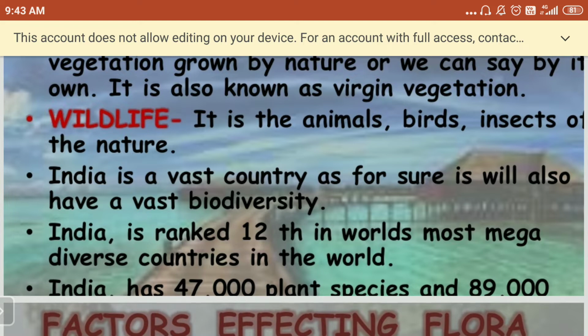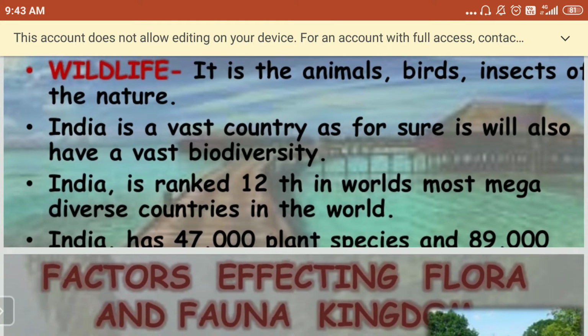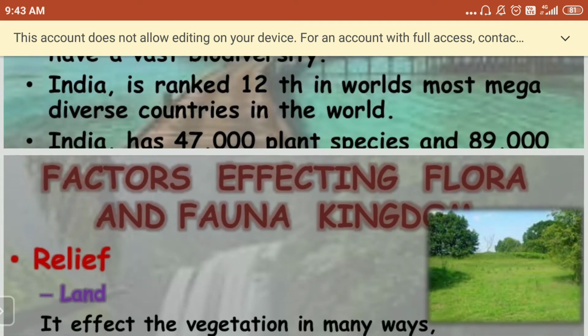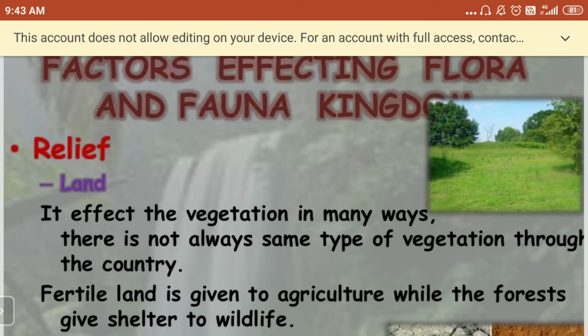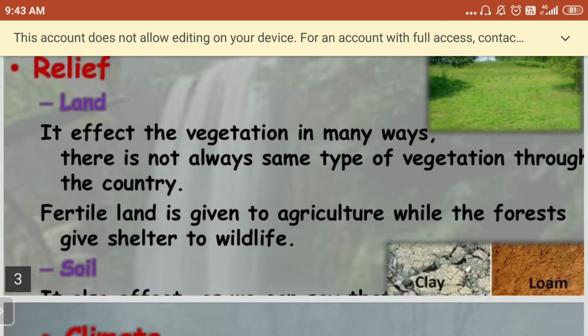Isn't it? So India is ranked 12th among the world's mega diversity countries. India has more than 70,000 plant species and about 89,000 animal species. Okay. So the factors which are affecting the flora and fauna kingdom: one is relief and another is climate.